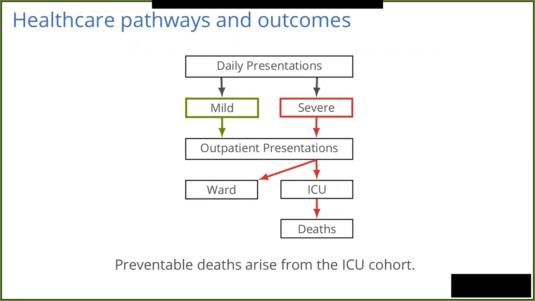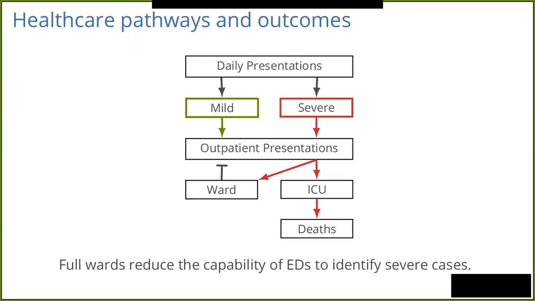If Steve is sick enough to be admitted to an intensive care unit, there's a chance that he may die. And it is these deaths that occur within the healthcare system that we can observe and which we can consider as being preventable. One final complication is that if there are enough people like Steve filling beds in hospital wards, this actually reduces the capacity of emergency departments to triage new cases and to admit the severe cases into the wards.